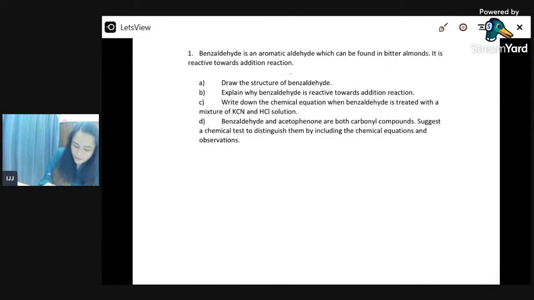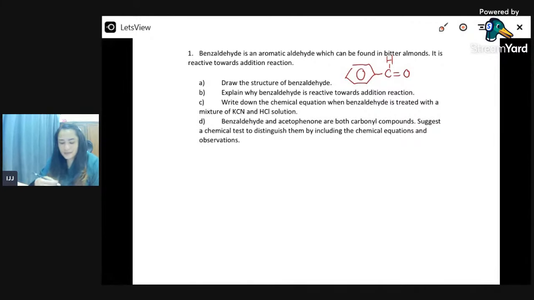Common names are given like this. You must know the common names. So draw the structure of benzaldehyde. Benzaldehyde is when there is a benzene ring where your carbonyl carbon is directly bonded to your benzene ring. So benzaldehyde is an aldehyde, so it has an H here. Okay, so explain why benzaldehyde is reactive towards addition reaction.